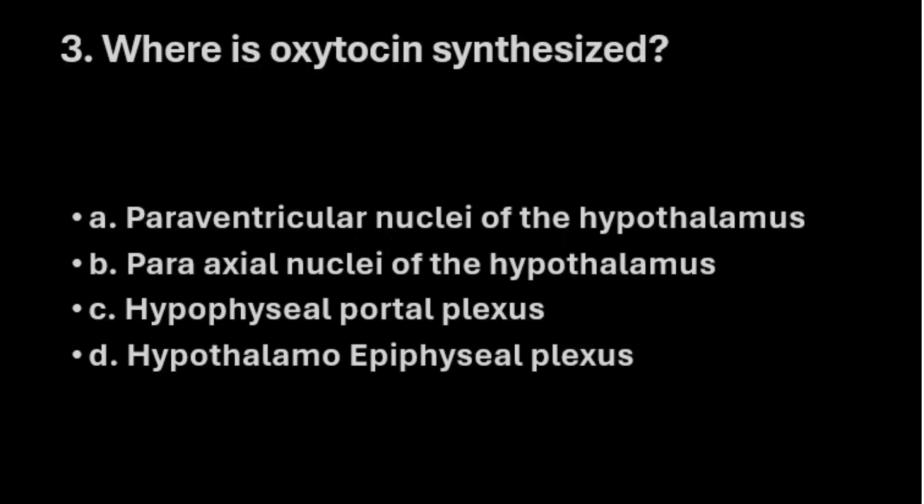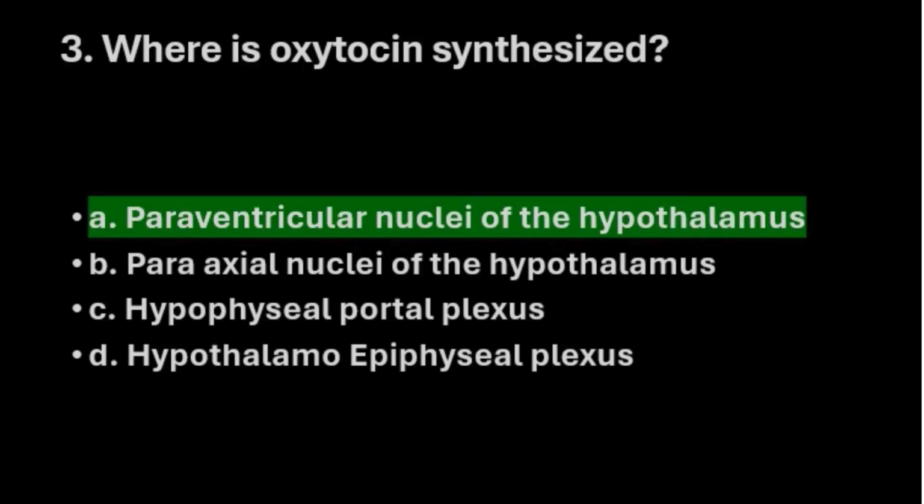Next question. Where is oxytocin synthesized? Option A, paraventricular nuclei of the hypothalamus. Option B, paraaxial nuclei of the hypothalamus. Option C, hypophyseal portal plexus, and option D, hypothalamo-epiphyseal plexus. The right answer is paraventricular nuclei of the hypothalamus.